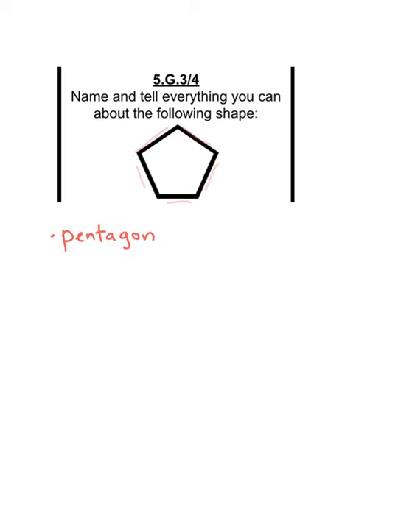Meaning if I folded it in half going the other way, I can show that with green. If I folded it in half this way, no, this half is not gonna match. This green half is not gonna match the other half. So this shape I think only has one line of symmetry.